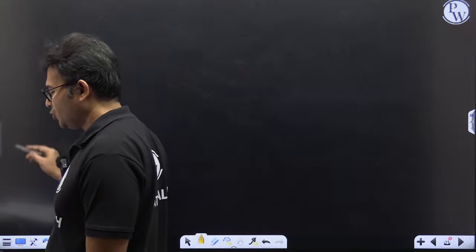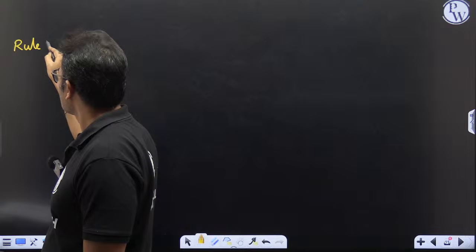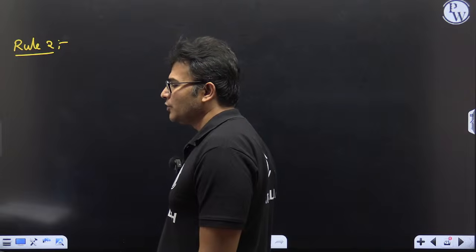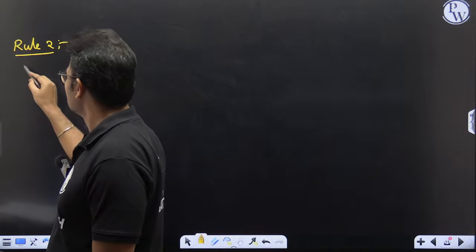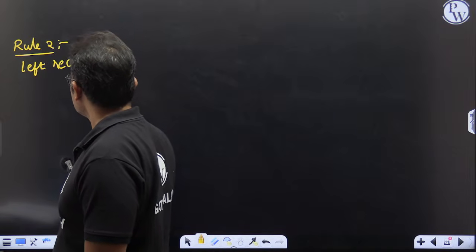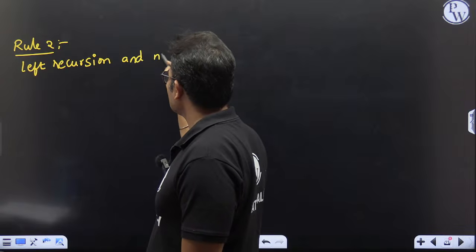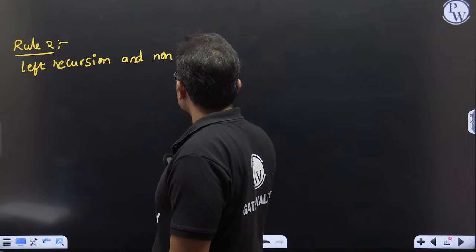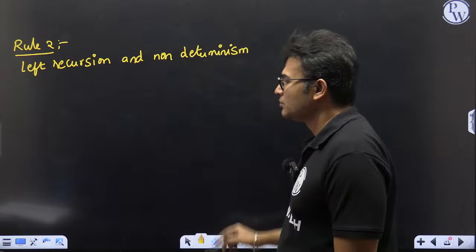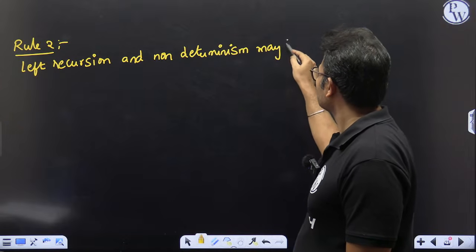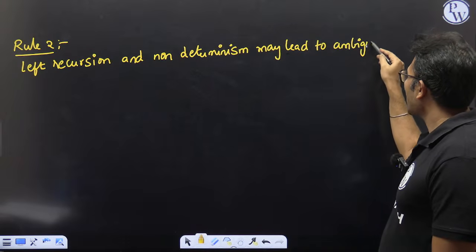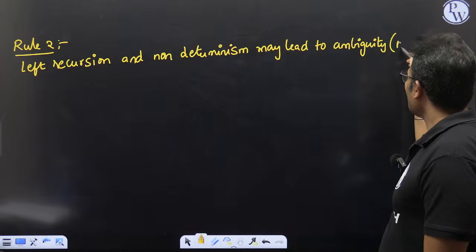Now, rule number 2. Left recursion and non-determinism may lead to ambiguity. Right? But not always.